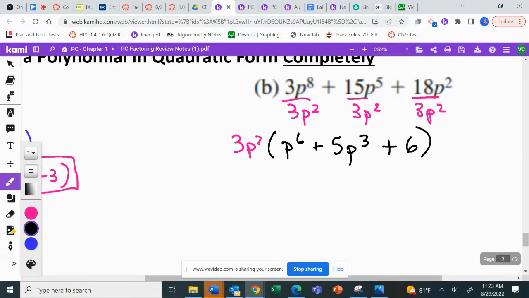So I factored out 3p squared, and I'm left with p to the 6 plus 5p cubed plus 6. This is a trinomial, three terms. So we see if we do guess and check. Both signs are the same because of the second plus sign. The signs that they are is the first one, so plus.